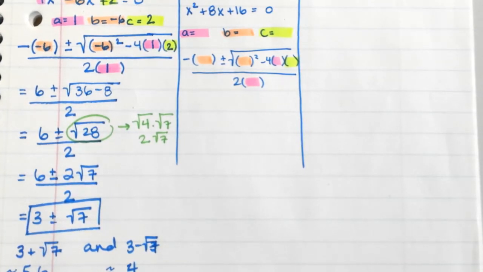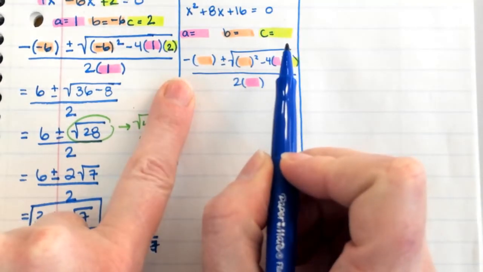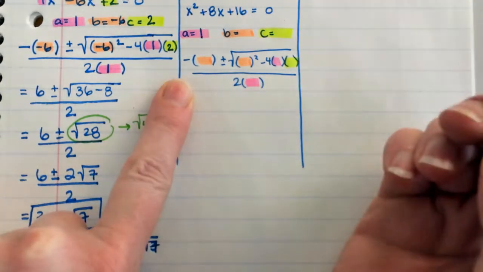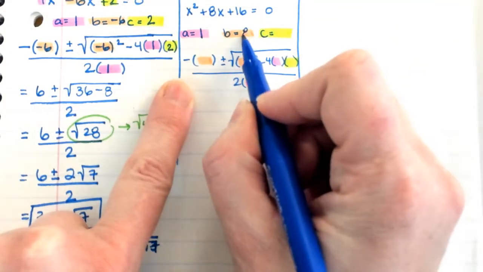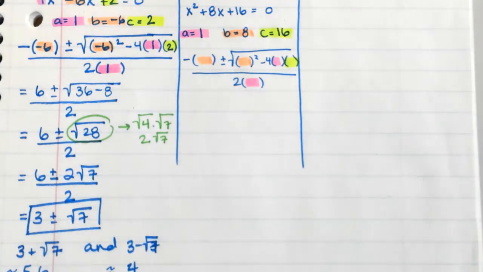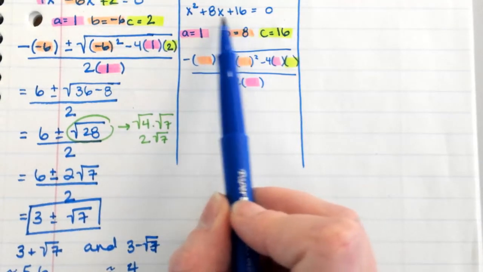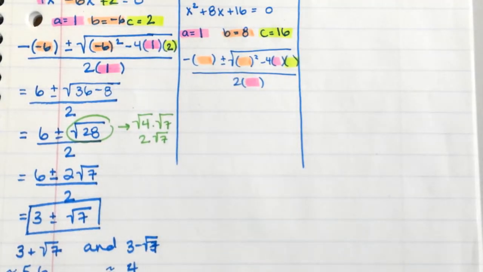All right, so Knox, can you tell me what did you end up with for a, b, and c in this situation? I got 1 for a, 8 for b, and 16 for c. Yep. Good. So any questions for me about how to figure out where a, b, and c are once you have it in standard form?